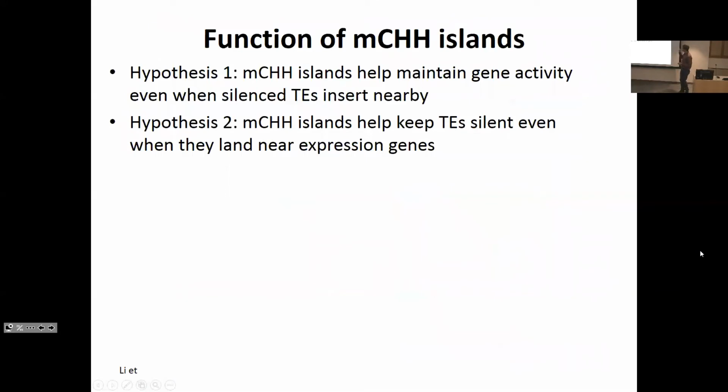Now, there are a couple ways you could think about what this might be doing. One of the ways to think about it is that having this CHH island, it's a place that is helping to maintain the gene activity because it prevents the silencing and the chromatin marks that are in that transposon from spreading out into the gene. So maybe this boundary is there to make the transposon keep to itself. Alternatively, another hypothesis is that the boundary is there not to protect the gene, but to protect the silencing of the transposon from the activity of the gene.